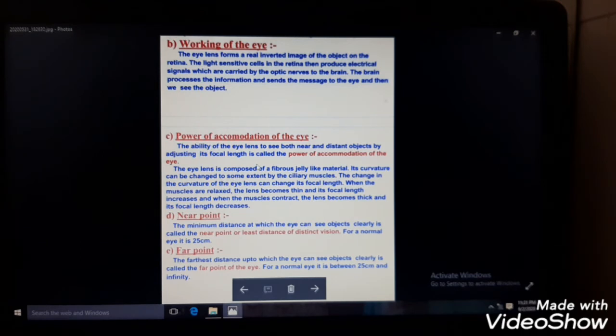The eye lens is composed of a fibrous jelly-like material. As I told you that it is flexible in nature, so its curvature can be changed to some extent by ciliary muscles. Ciliary muscles are the one which help to adjust the size of this. Okay, so it contract or relax itself just to change the focal length of the eye lens.